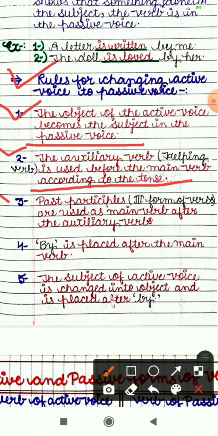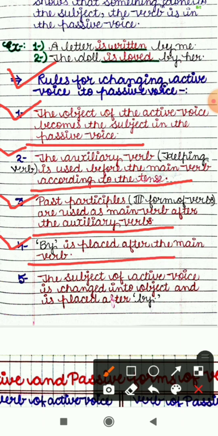Third rule is past participles, third form of verbs, are used as main verb after the auxiliary verbs. So when we change a sentence from active to passive voice, only third form of verbs, past participles, are used in passive voice as main verb after the auxiliary verbs, means after the helping verbs. Fourth rule is by is placed after the main verbs. After the main verbs, after the past participles, we have to place by.